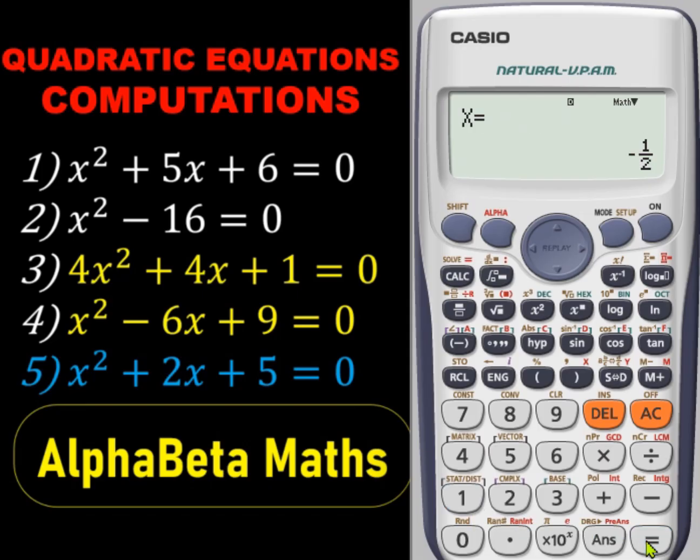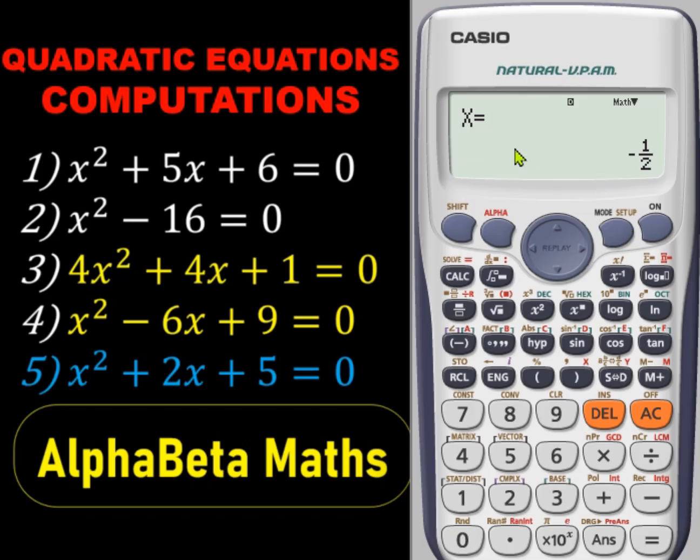Then you press on the equal to again. So the value for x is -1/2. Now, over here, we don't see something like x1 or x2. So if you press on it again, you'll still be seeing x. On your calculator, you'll still be seeing the same thing as x. So it means that this question number 3 is a repeated root, meaning our x1 is -1/2 and our x2 is also -1/2. That is why the calculator displayed only one value for x.